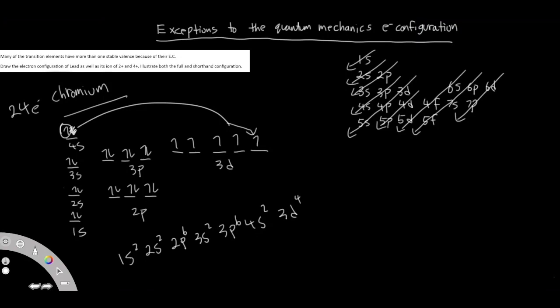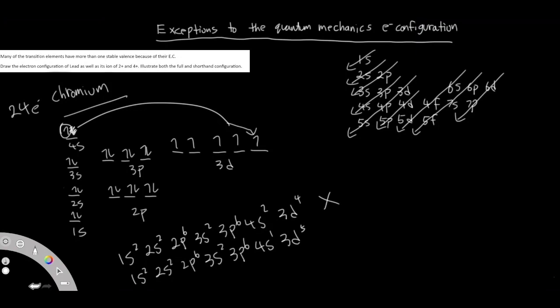So our complete answer, let's put an X here. Our complete answer would be 1s2, 2s2, 2p6, 3s2, 3p6. It's not a 4s2, it's going to be a 4s1. And our 3d4 becomes a 3d5. All right, so this is how we do it for chromium.